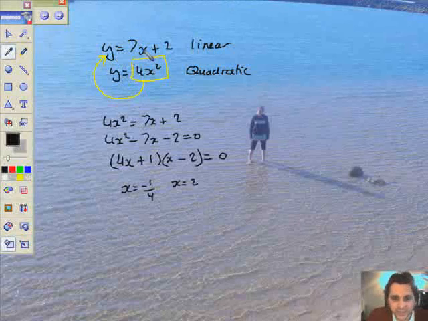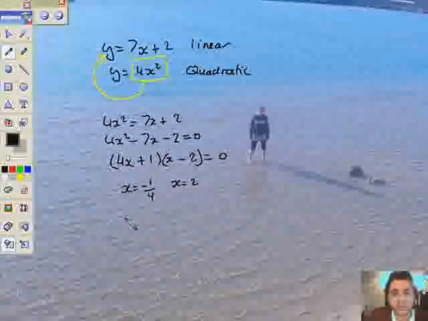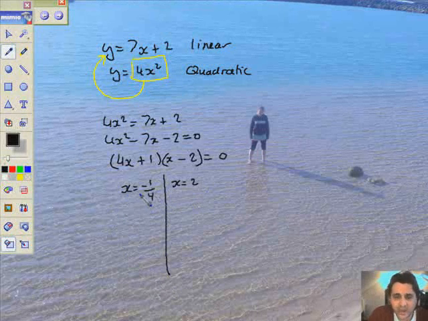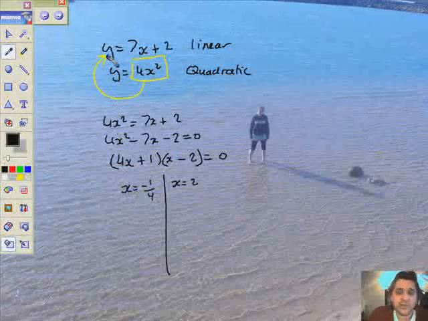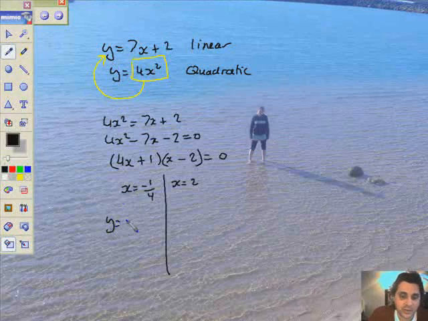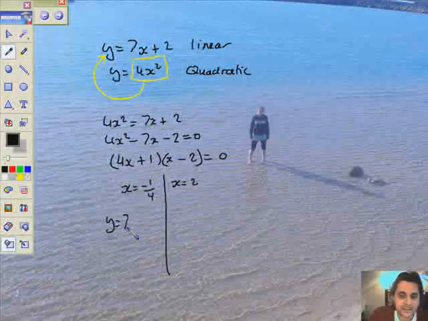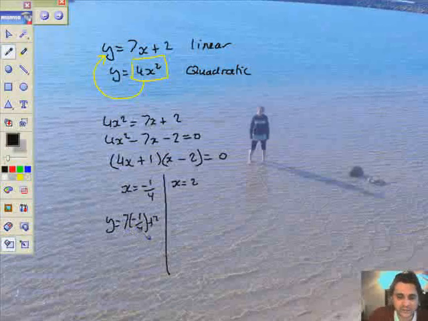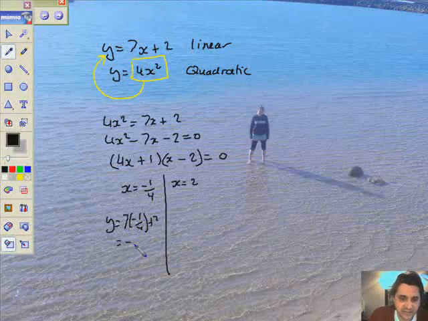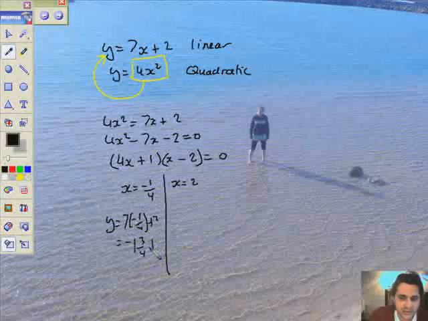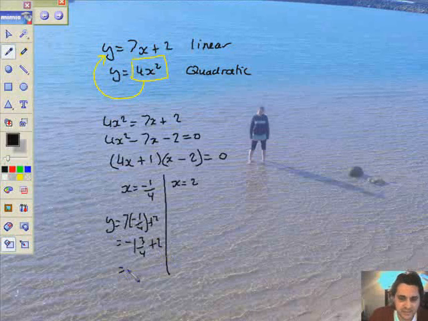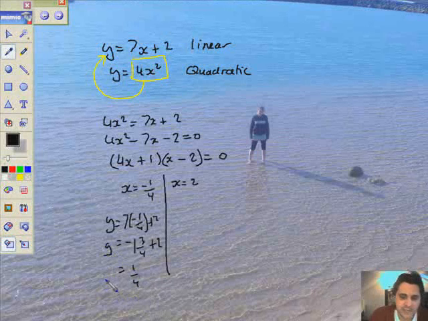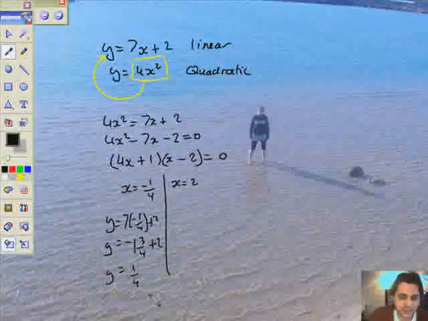Therefore, I've got to substitute back into here to find the equivalent y values. So if I work like this, this value here for x is going to be the one I'm going to use to find its corresponding y value. So here we go. y equals 7 lots of minus 1/4 plus 2. Well, 7 times 1 is going to be 7, so that's going to give me minus 1 3/4 plus 2, which puts me on a positive quarter. So y equals minus 1 3/4 plus 2. y is going to be a positive quarter.